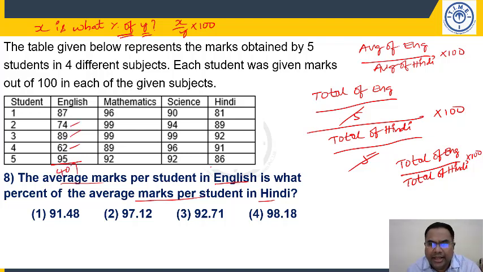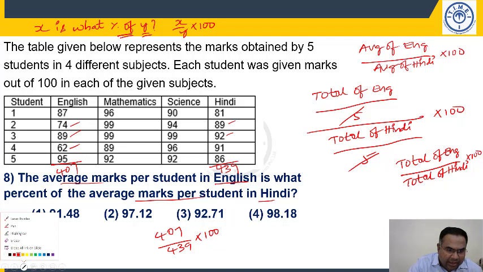Similarly, you add Hindi: 87. I'm adding unit digit, ten digit: 177, 269, 358, 439. Right? So total of English 407 by total of Hindi 439 into 100. Find out the percentage. Right? Let me, you try this, then I'll explain.